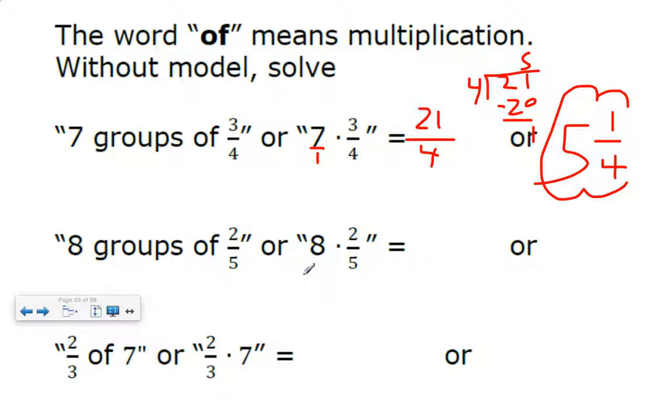Let's try another example. 8 groups of 2/5. We could add 2/5 eight times, 8 groups of it. Or we could just multiply, turning this whole number into a fraction. We multiply the numerators, we get 16/5. Multiply the denominators. Now, how many groups of 5 go in 16? 3 groups. That's 15. 1 left over, 3 and 1/5. This is how you multiply a whole number by a fraction.